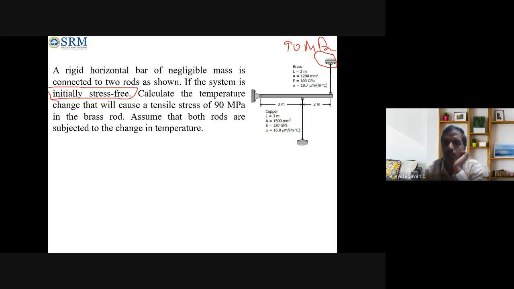So find the load. Force is nothing but stress into area. Stress is 90 megapascal multiplied by area, 1200 mm square. Calculate what is the load. Any answers?